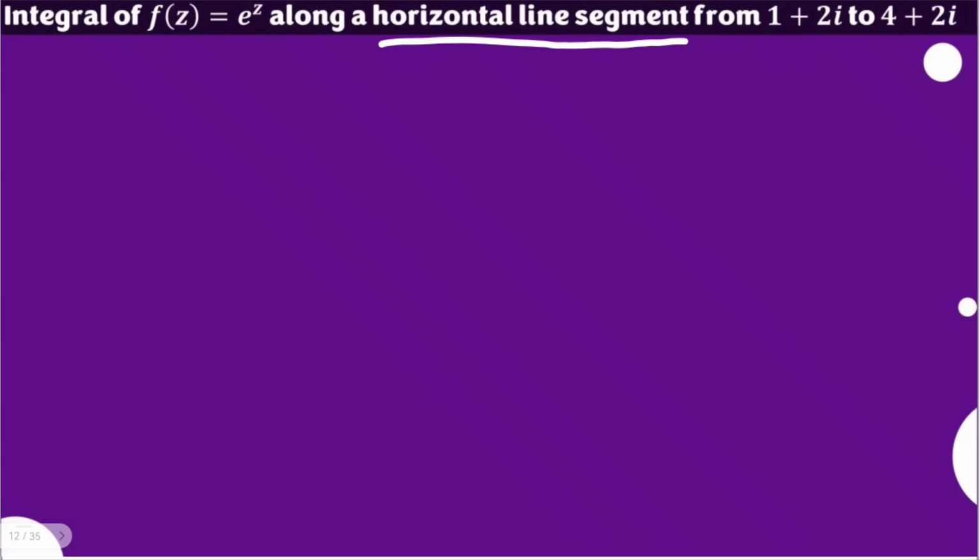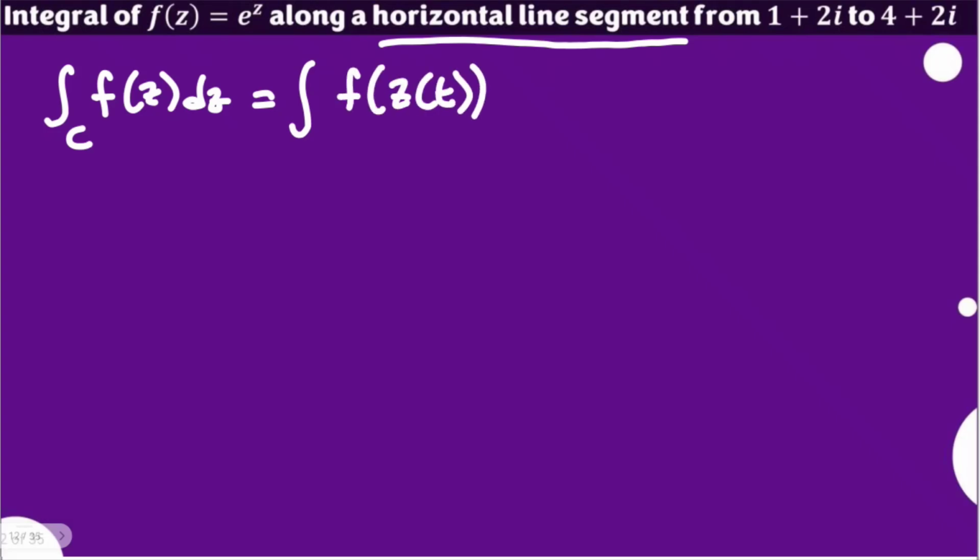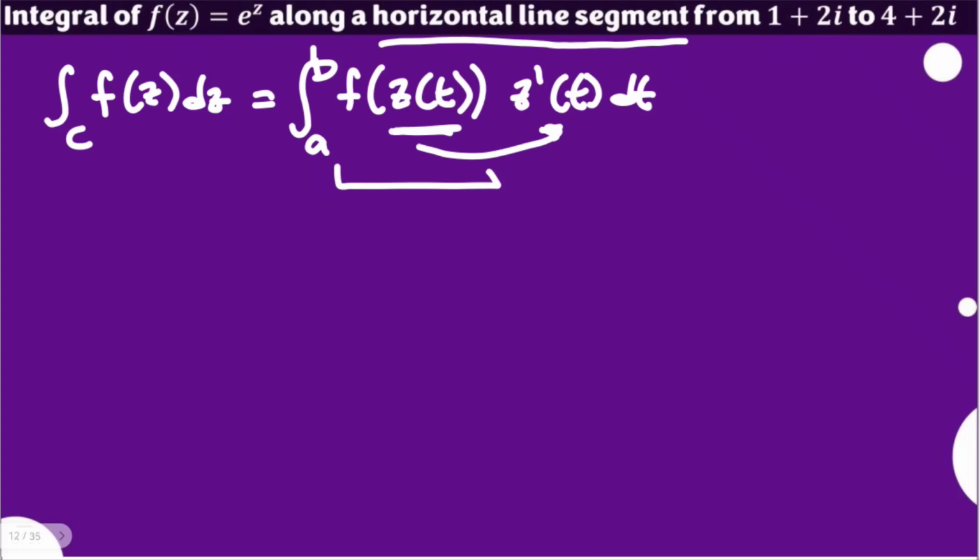Now take note, as mentioned, our given function f of z dz along the path c is equivalent to the integral of f of z of t times z prime of t dt from a to b. The item that we would like to identify here is z of t, which will allow us to solve for its first derivative and give the actual form using the given function. The z of t is actually the parameterization of the horizontal line segment.